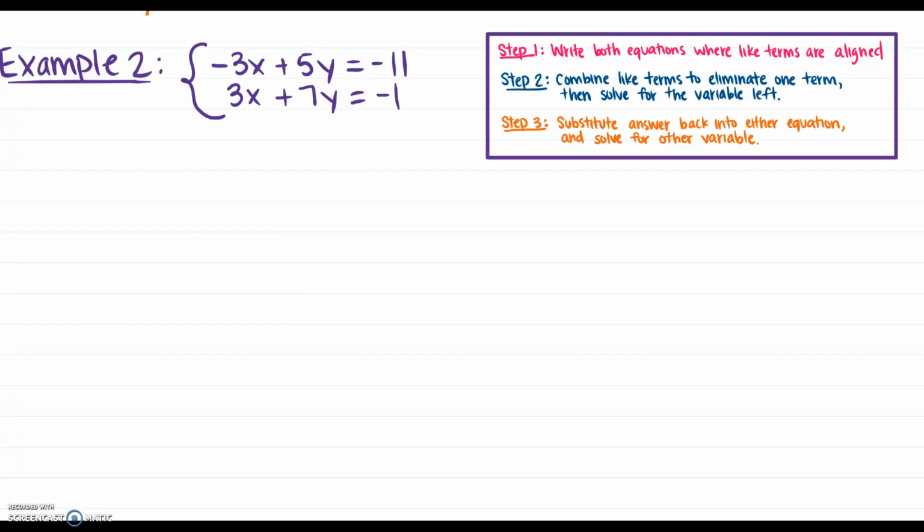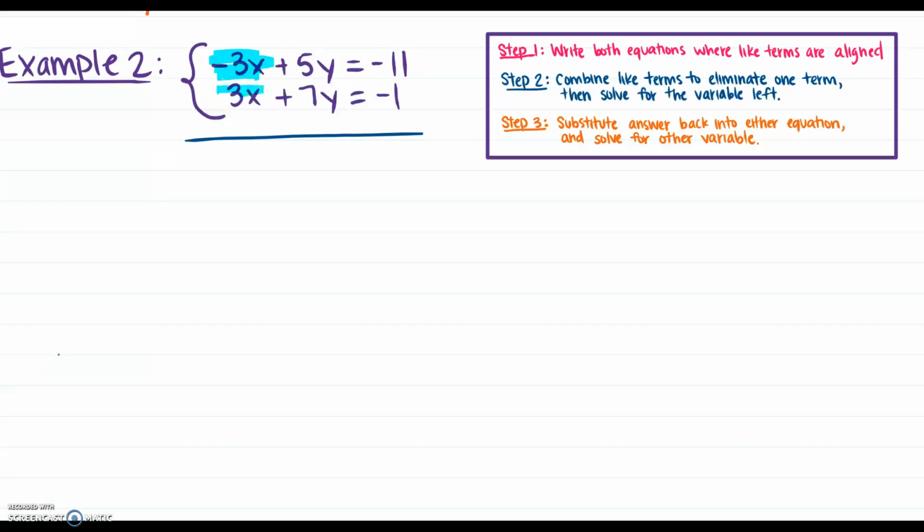In example 2, we have negative 3x plus 5y equals negative 11, and 3x plus 7y equals negative 1. Step 1, we're going to write both equations where the like terms are aligned. In this problem, both of my terms are already lined up. I have x over x, y over y. So they're in order, so I can go on to step 2. I don't have to rewrite it at all. So step 2, I'm just going to combine my like terms to eliminate one term, then solve for the other variable left.